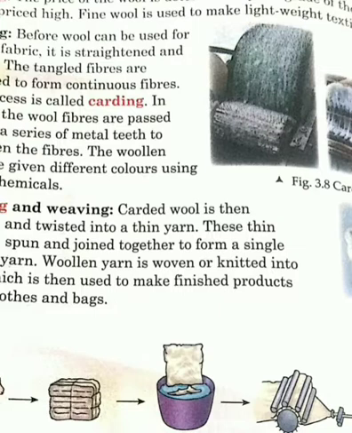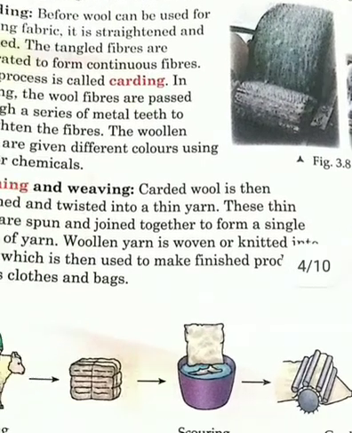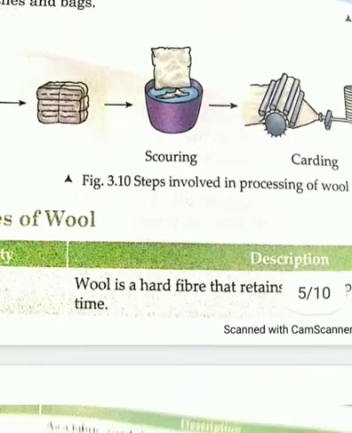After carding, we have spinning and weaving. Spinning means this carded wool is then stretched and twisted into a thin yarn. You can see this figure also. In this, the whole process is explained to you. And these thin yarns are spun and joined together to form a single strand of yarn. And this yarn is again knitted into fibers, and according to our use we make it into clothes and bags, etc.